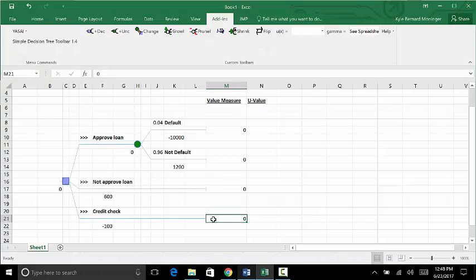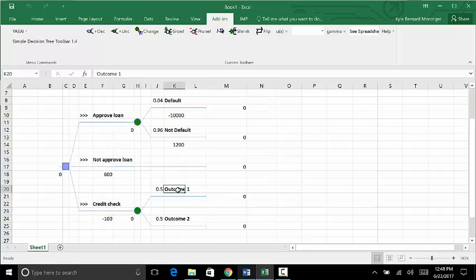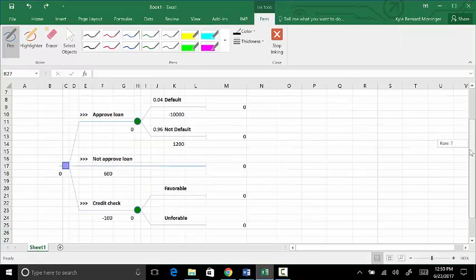If I run the credit check, events will happen with uncertainty. The credit check can either come back with a favorable recommendation or unfavorable recommendation. The probability of a favorable recommendation is not given to us in the problem. Let's take a quick break from this decision tree and sort out the information that they did give us.